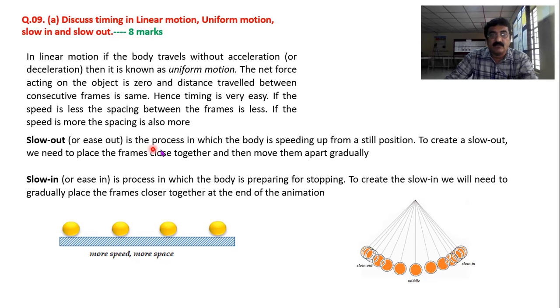Slow out or ease out is a process in which the body is speeding up. To create slow out, we need to place more frames close together, whereas slow in is a process in which the body is preparing to stop. To create slow in, we need to again place frames closer together at the end of the animation. So this is about the timing in case of linear motion and the slow in, slow out.